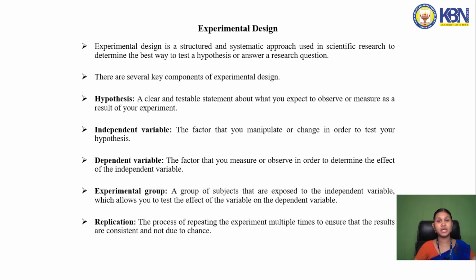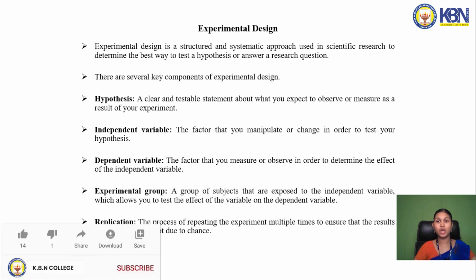Next one, experimental design. It is also a structured data and systematic approach. You have to answer a research question. What are the several components of experimental design? First one is a hypothesis. Here it is a clear and testable statement. You take real-time observations and you calculate the real-time experiments.